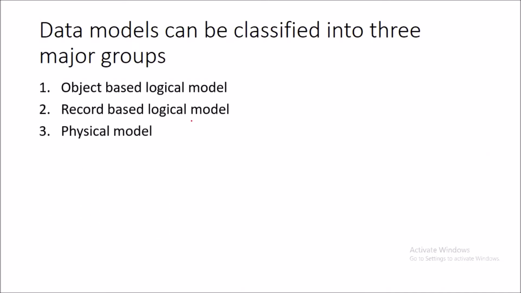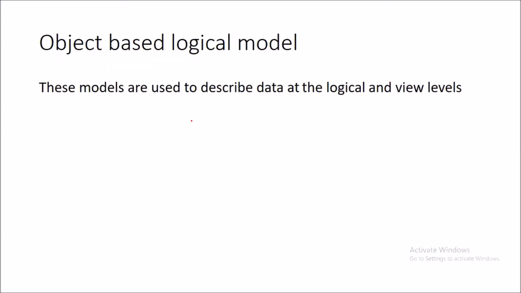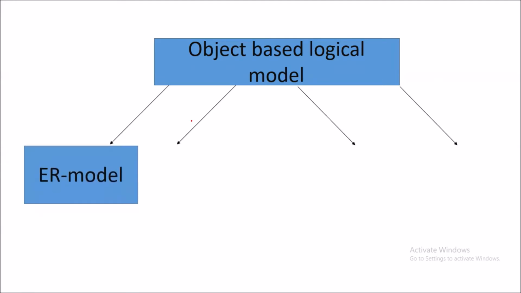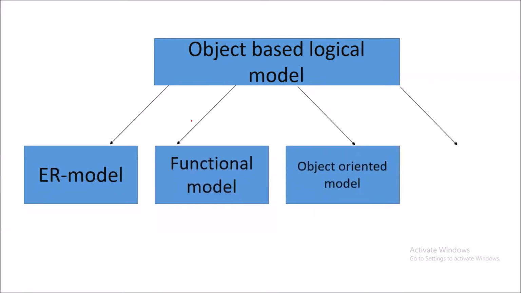So these data models are classified into three major groups: object-based logical model, record-based logical model, and physical model. Object-based logical models are used to describe data at logical and view levels. I described what logical and view levels are in my previous video, so please check my previous video on three-level architecture of DBMS. Under this group, there are four data models: ER model, functional model, object-oriented model, and semantic model. So these are the four data models that come under object-based logical model.